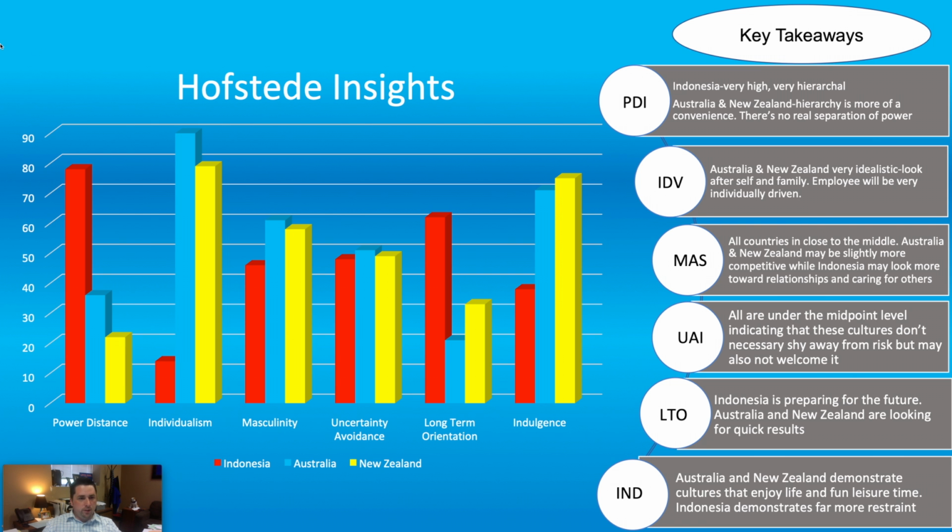I thought it'd be interesting to look at the Hofstede Cultural Insights as a comparison to each of these countries. You can see the disparity between them. New Zealand and Australia are very similar. Indonesia is big on power. New Zealand and Australia are big on individualism. Kind of similar throughout the others. You can tell that Indonesia is thinking about the long term, while Australia and New Zealand are looking to party right now and live life to the fullest. I just thought that would be an interesting look at the cultural distance between the three countries.